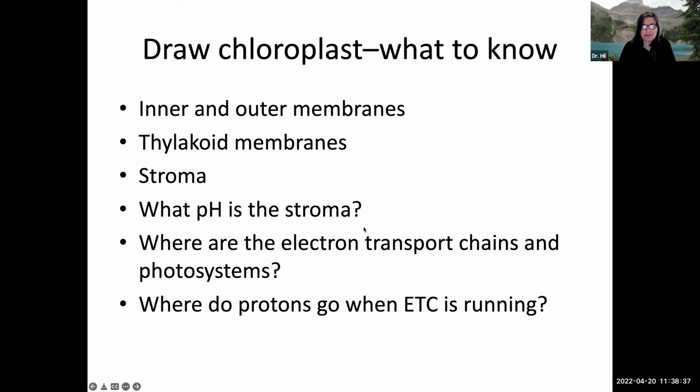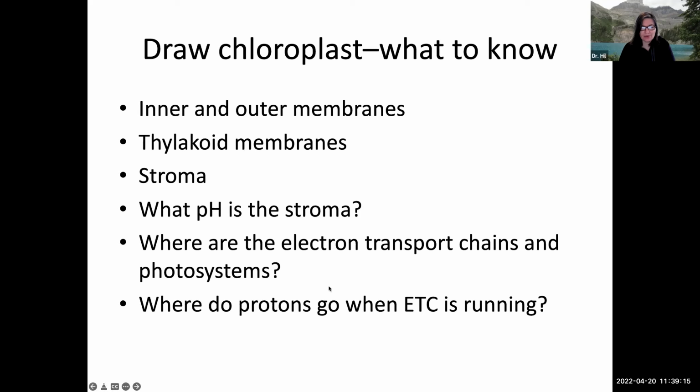So this stroma is basically functionally equivalent to the matrix. It's a site of a lot of biochemistry. The pH is on the alkaline side of neutral. So if you were to say neutral, I accept that, but it's actually closer to 8. There are electron transport chains in photosystems, which are membrane embedded, that are required for photosynthesis. Where are they located in the chloroplast? That's right. They're in the thylakoid membrane.